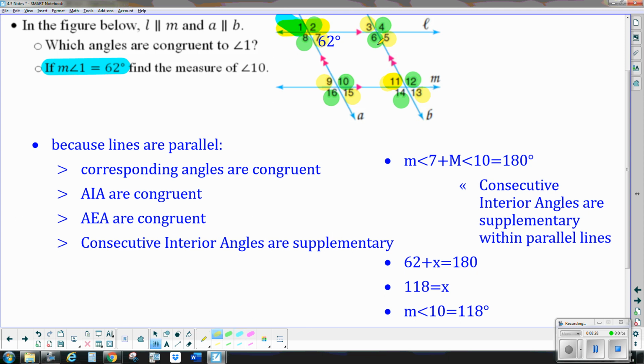And then a third way, but not the final way, is that you could find the measure of angle 2 because 1 and 2 are a linear pair, and linear pair angles are supplementary. Once you know that the measure of angle 2 is 118 degrees, we know that angle 2 and angle 10 are congruent because they're corresponding angles. Therefore, angle 10 has to be 118 degrees. So there's a lot of different ways you can do this example.